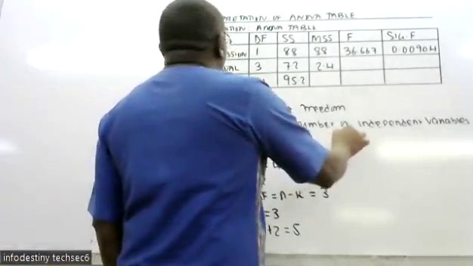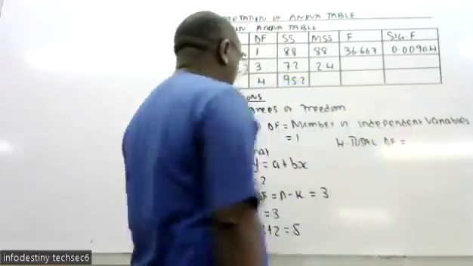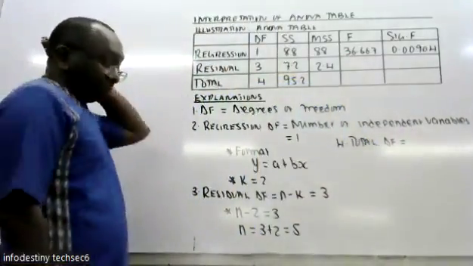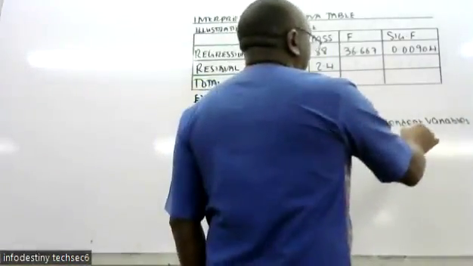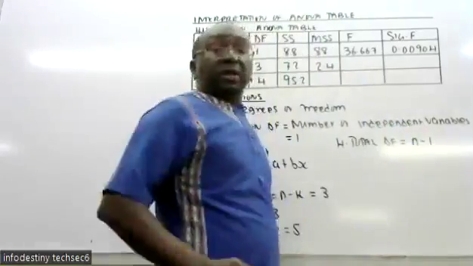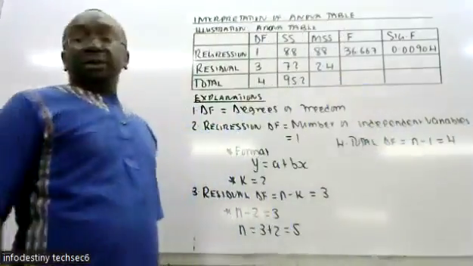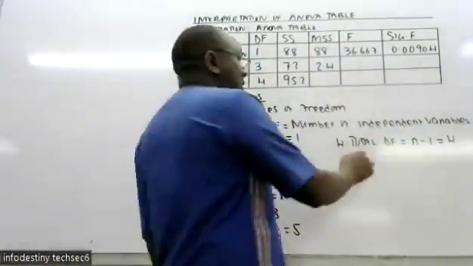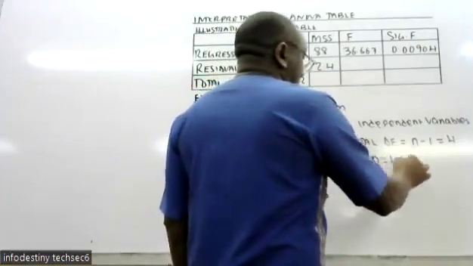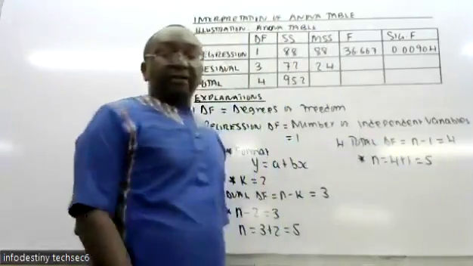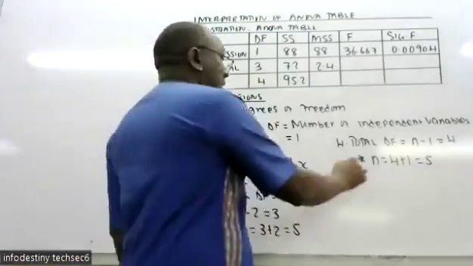Point number 4 is total DF. Total DF is given as n minus 1, which is equal to 4. With that formula, you can say that n should be 4 plus 1, which is equal to 5.